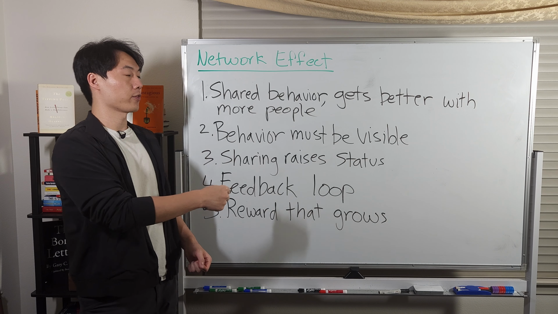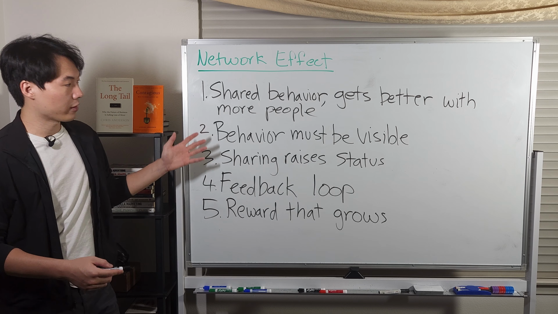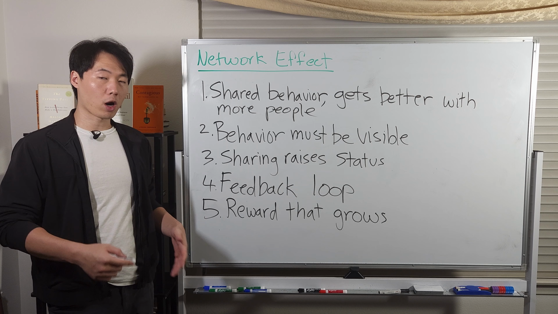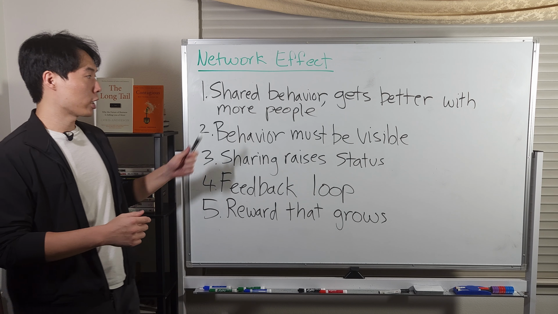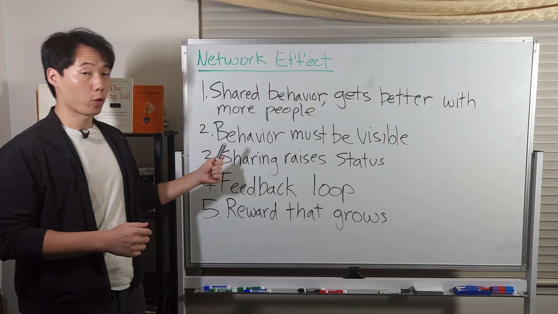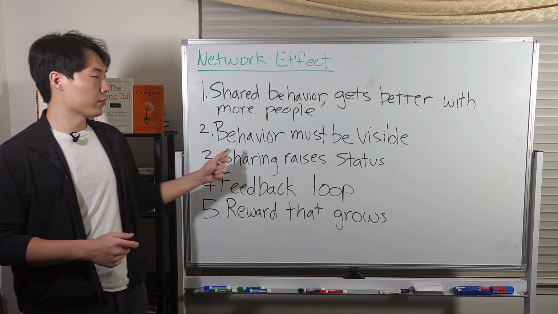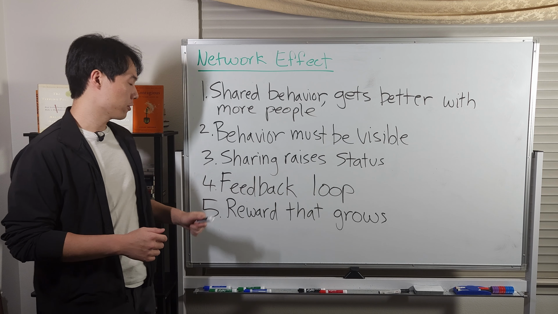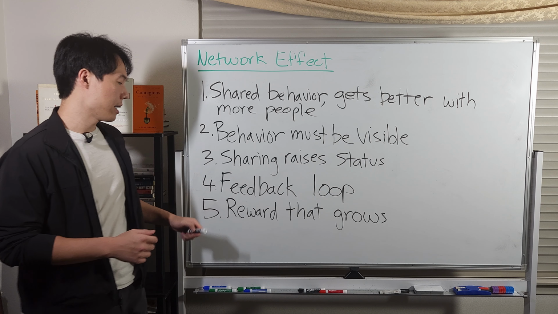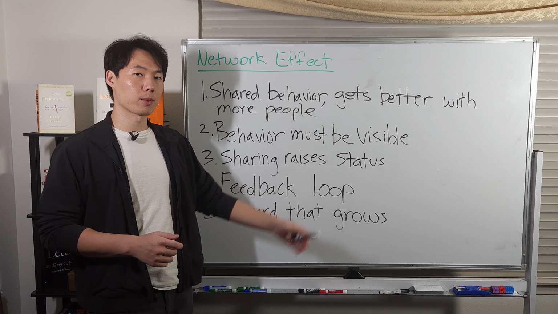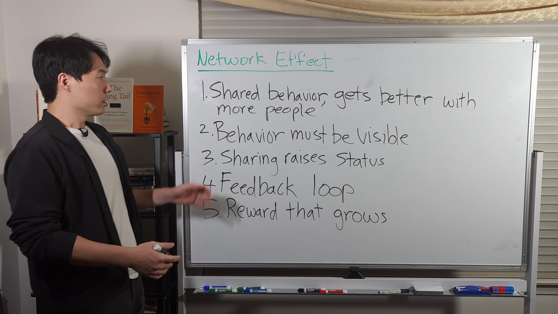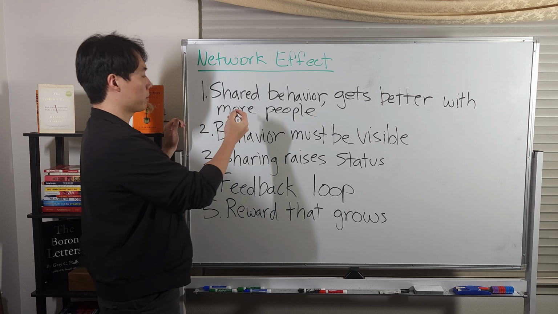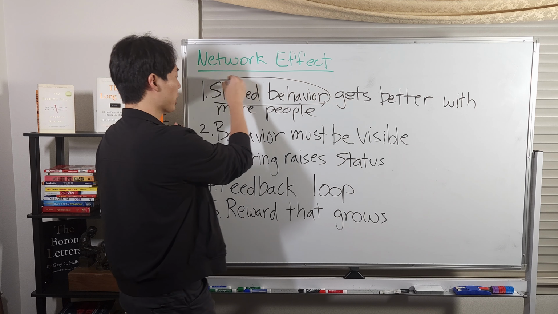A true network effect has these five universal properties. Shared behavior gets better with more people. Behavior must be visible. Sharing raises status. A feedback loop exists, and a reward that grows with the number of people who participate. So this is really the core. It is a shared behavior.